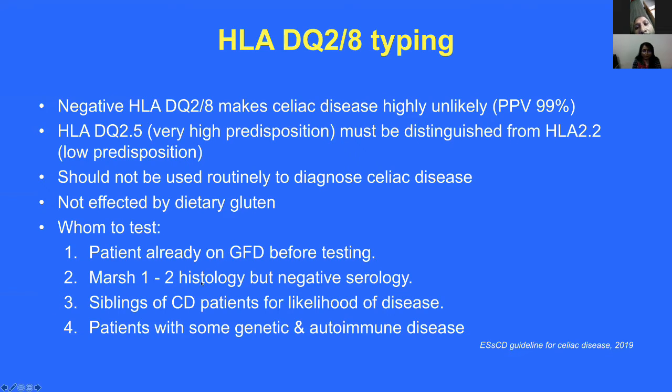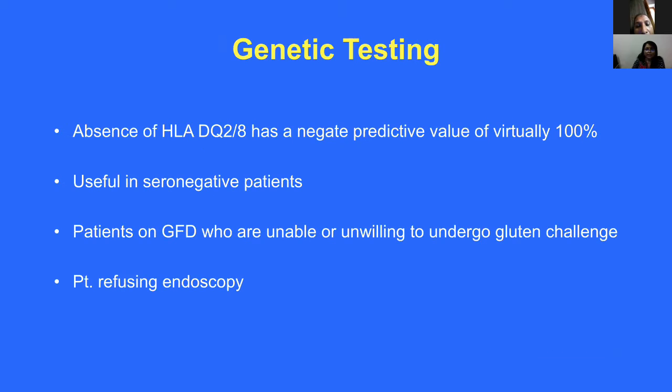Patients with MASH 1 or 2 histology but negative serology, to say that this person has celiac. Siblings of celiac disease patients, for likelihood of disease. If they are positive for HLA, they are likely to have celiac disease in future. And in some patients with genetic and autoimmune diseases, in which we want to know the link between autoimmune diseases and celiac, in those cases, patients should get the HLA typing. Absence of HLA-DQ2 or 8 has a negative predictive value of virtually 100%. Usefulness is there in seronegative patients.